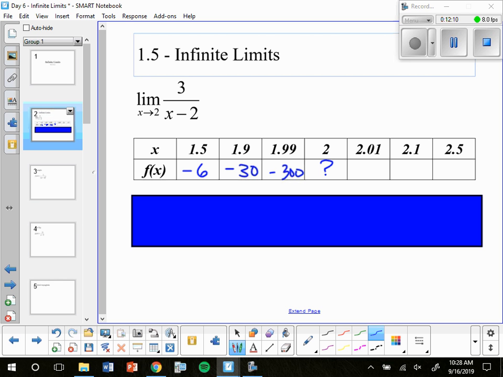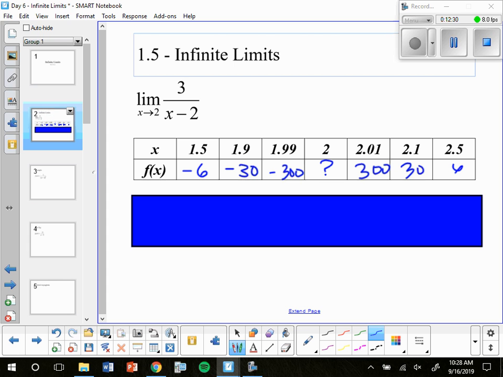What happens when we plug in 2.5? We get 6, 2.1, and 2.01, 300. So am I approaching any one value? I'm definitely not approaching 0. What am I approaching? I'm just getting bigger and bigger and bigger.